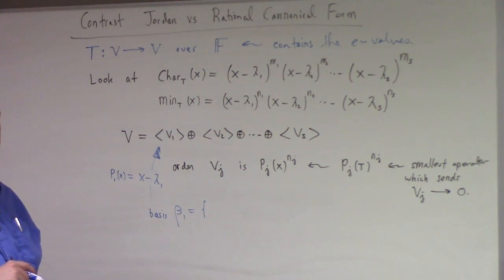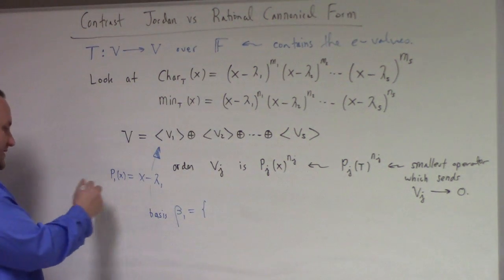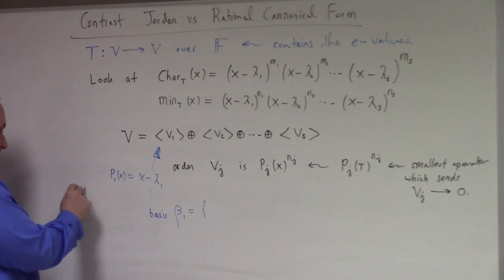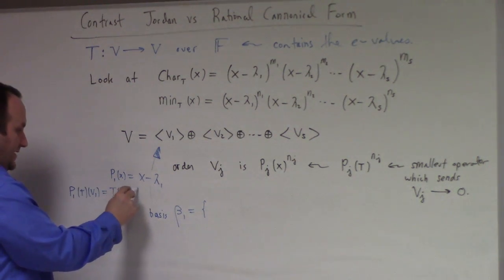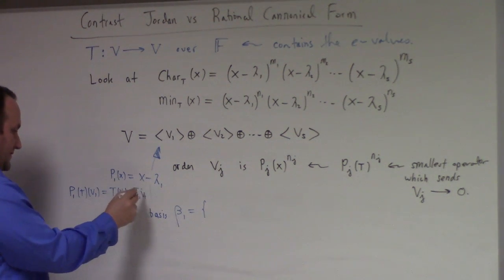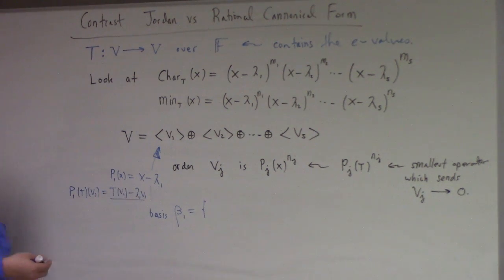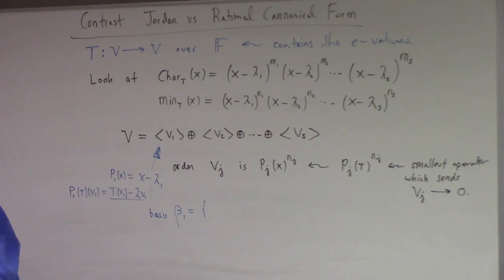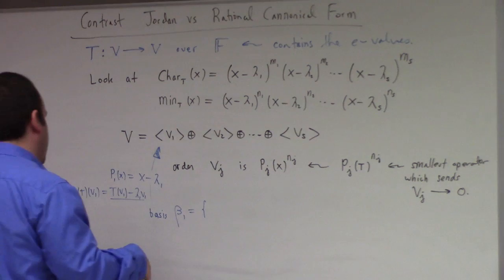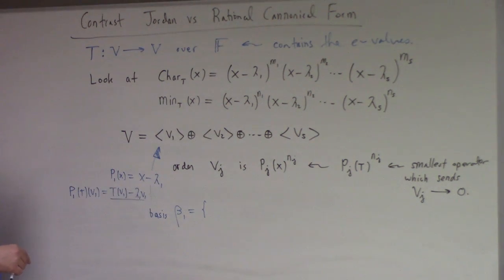I'm essentially defining it to be that. p1 of T acting on v1 would be equal to T acting on v1 minus lambda 1 v1, which is going to be 0 if v1 is an eigenvector with eigenvalue lambda 1. So what I'm telling you is that for an eigenvector v1, the order of v1 is just the polynomial x minus lambda 1.